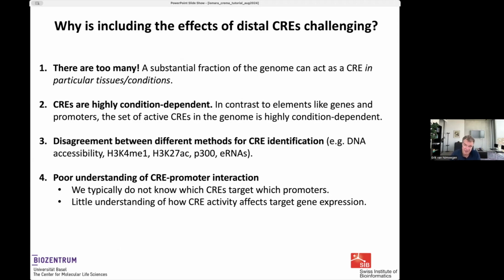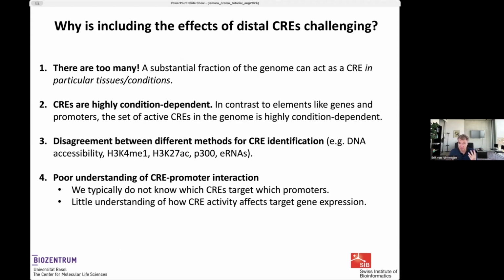And then finally, it's especially difficult to model the effect of the activity of enhancers on the expression of promoters, because we understand very little about how the interactions between CREs and target promoters are established, or how strong they are, or how much the expression of a promoter is going to be affected by each CRE.